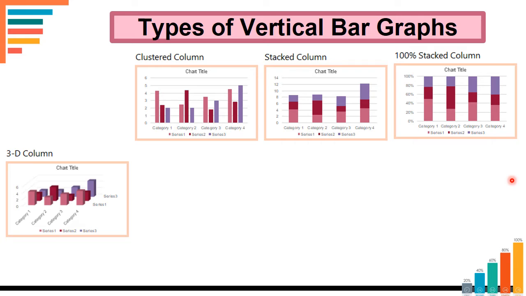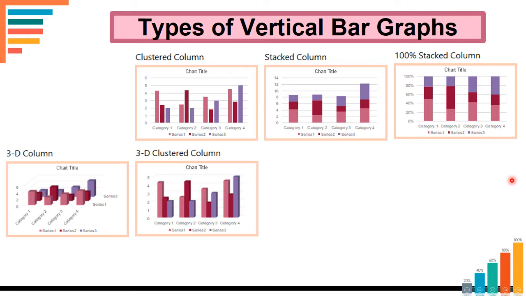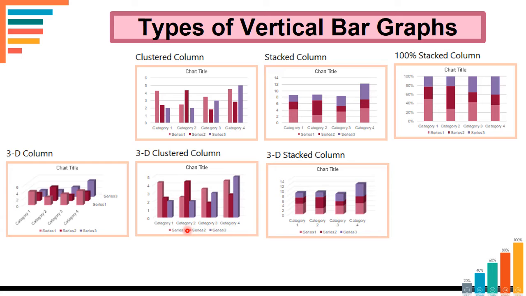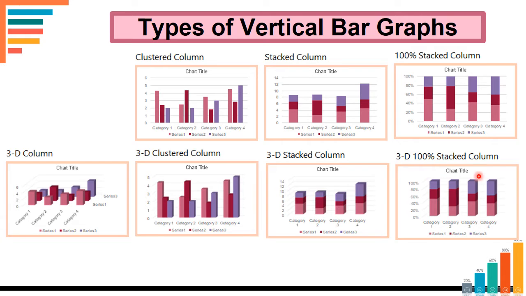We have 3D for three-dimensional, 3D clustered column. So these are almost identical, but the series is just placed at the back, while here the series is placed on the sides. We have the 3D stack column, the 3D type of this one.